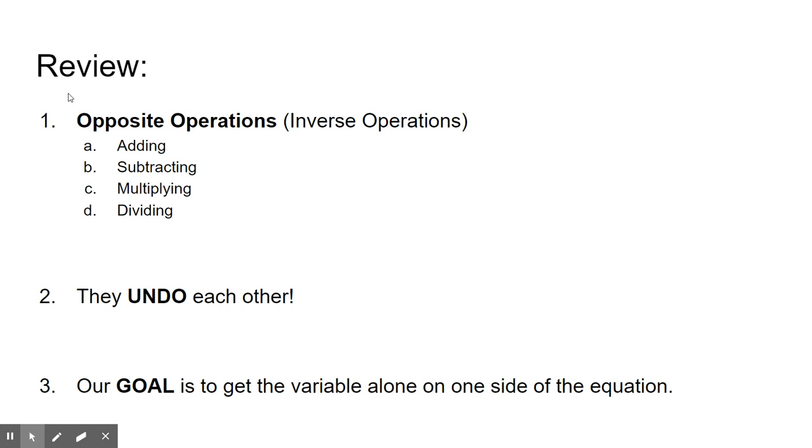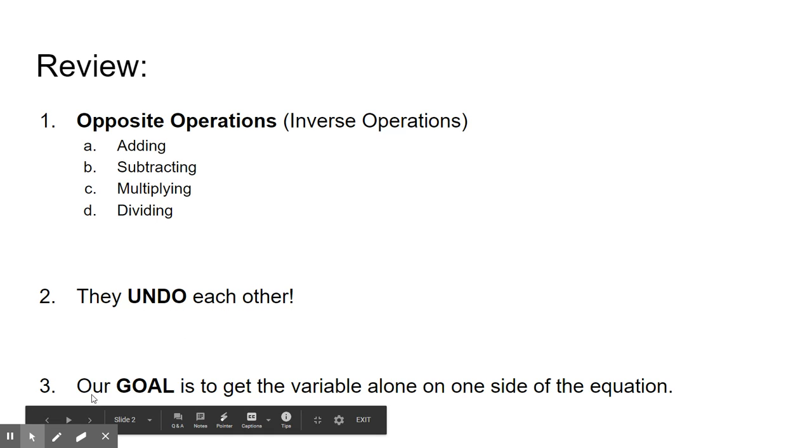So here's a little bit of a review. Opposite operations, or also known as inverse operations, is what we use when we do one-step equations. Those operations are adding, subtracting, multiplying, and dividing. So the opposite of adding is subtracting. The opposite of subtracting is adding. The opposite of multiplying is dividing. And the opposite of dividing is multiplication.